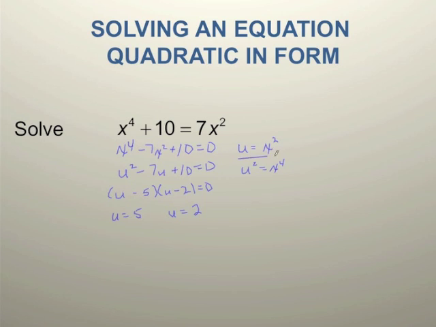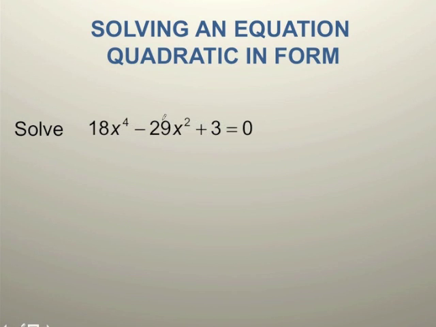However, now we have to go back to this. u equals x squared. So x squared equals 5 and x equals plus or minus the square root of 5. That's one pair of solutions. And then on the other one, x squared equals 2. So x equals plus or minus the square root of 2. Don't forget to go back and solve for the x's.